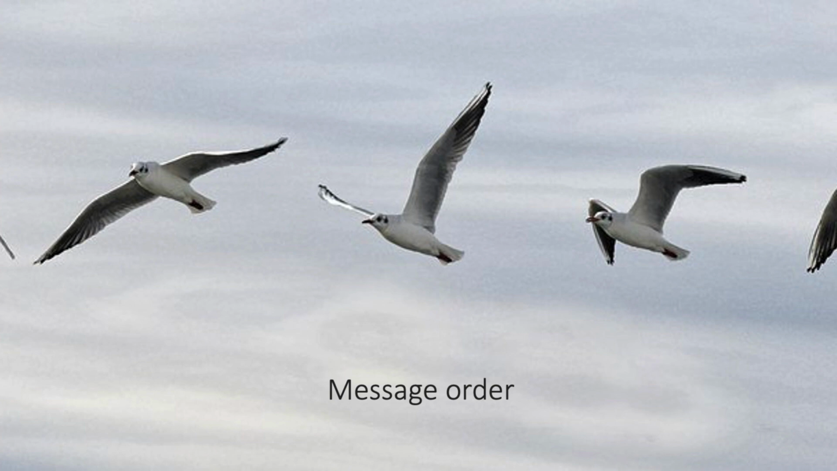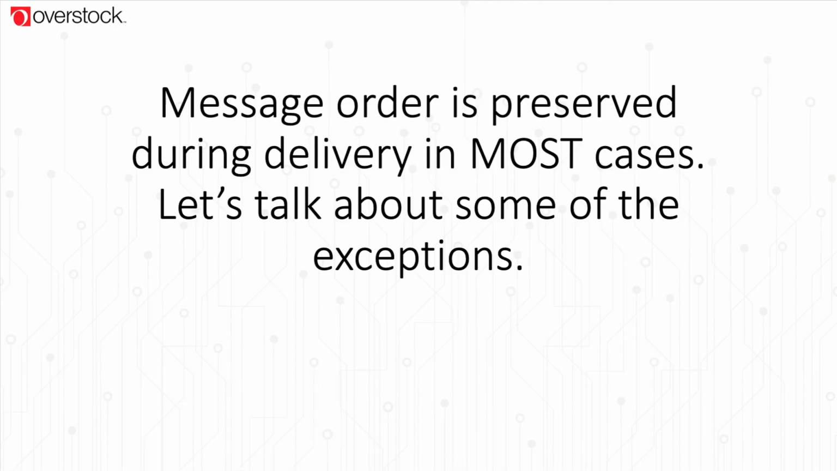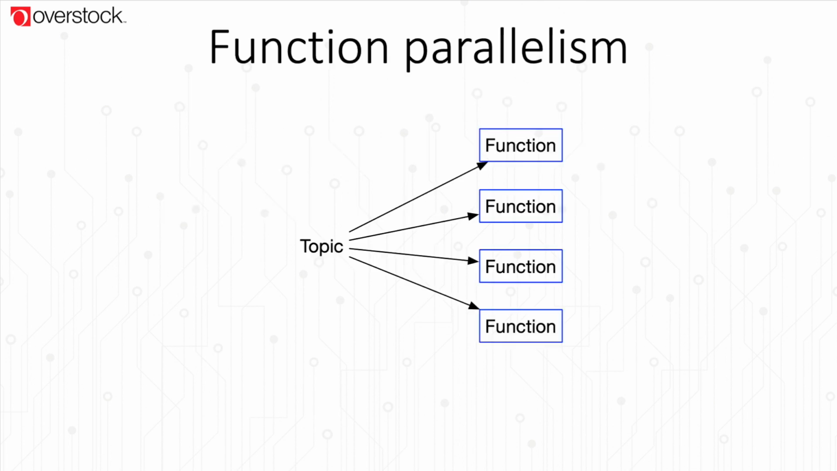Now let's talk about message order. Message order is preserved during delivery in most cases. Let's talk about some of the exceptions. If you have multiple consumers using a shared subscription mode, message ordering cannot be guaranteed because the messages are delivered in a round-robin fashion. This round-robin behavior also occurs if you have added parallelism to a Pulsar function, and it is for the same reason.